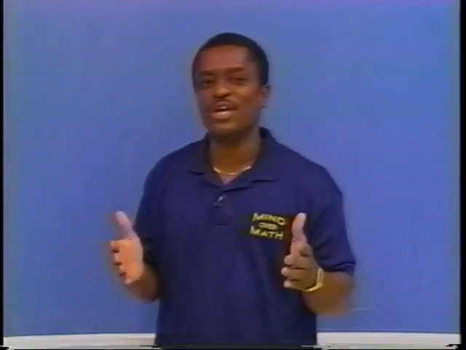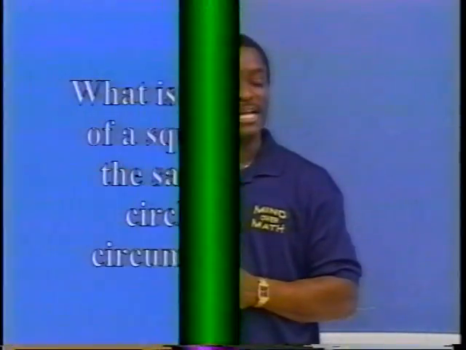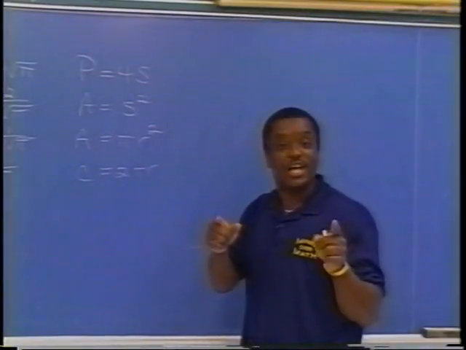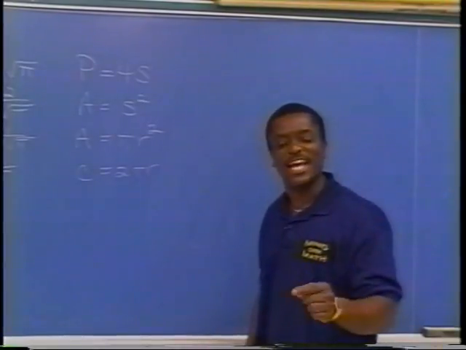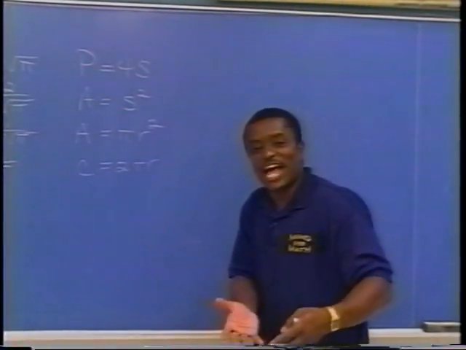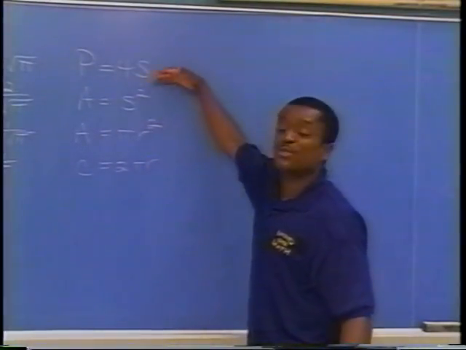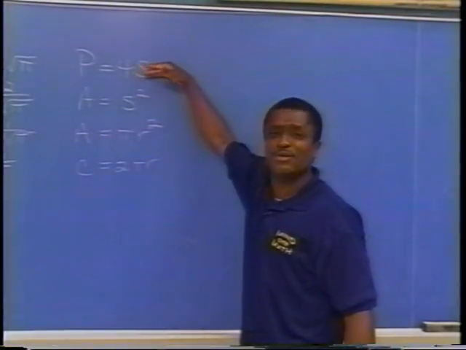For example, consider this problem. On the surface, it could boggle the mind. Notice what it says. What is the perimeter of a square that has the same area as a circle that has circumference 1? Now, let's use what we know. And in this instance, we're going to work our way backwards. In other words, we're going to work our way up to perimeter, the perimeter of the square.